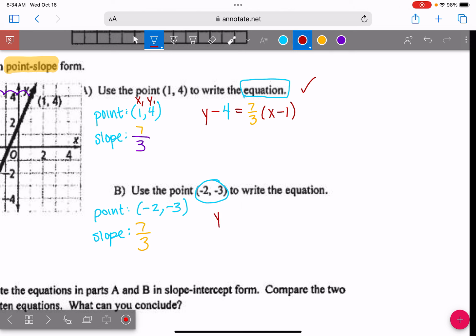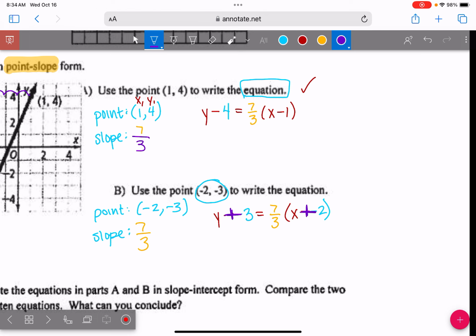So I have y minus y1, which is a -3, equals my slope, which is 7/3, x minus my x1 value, which is a -2. And now I see all these minus and negatives, so I'm going to go in through and make those into a plus.